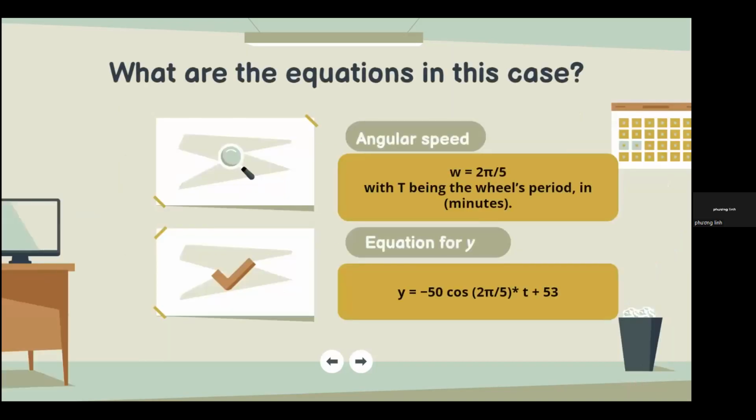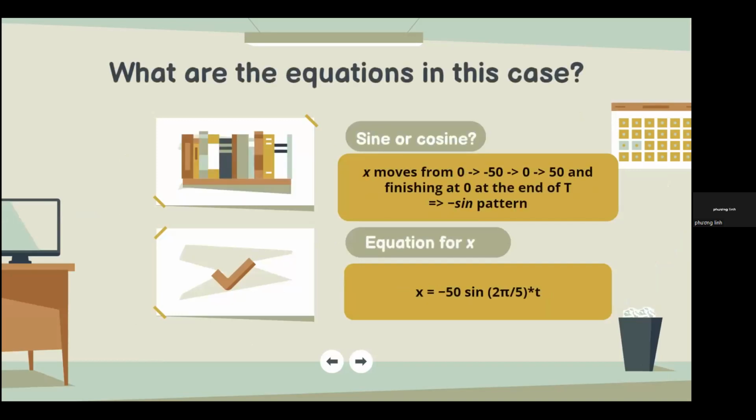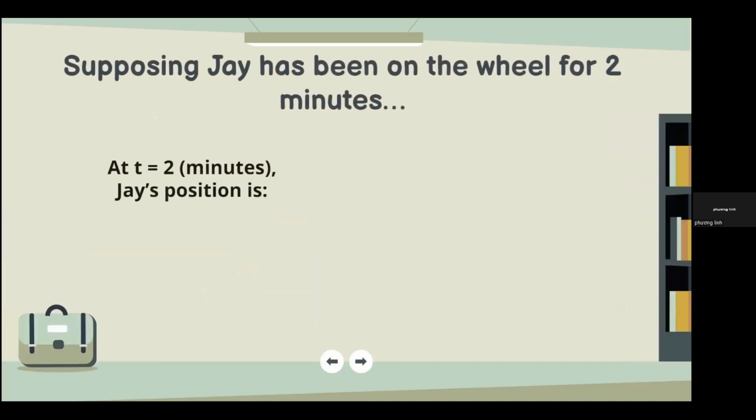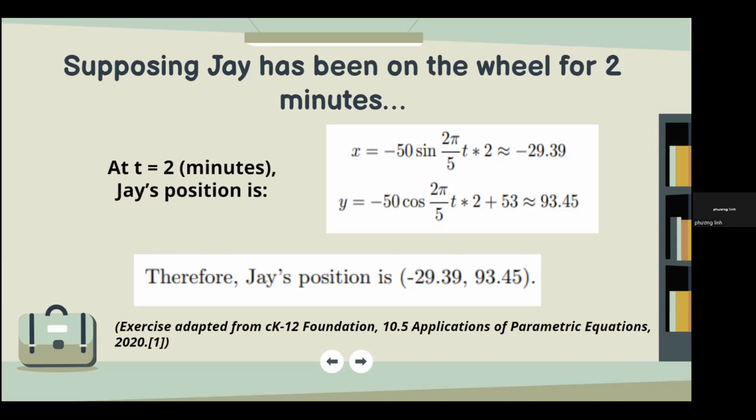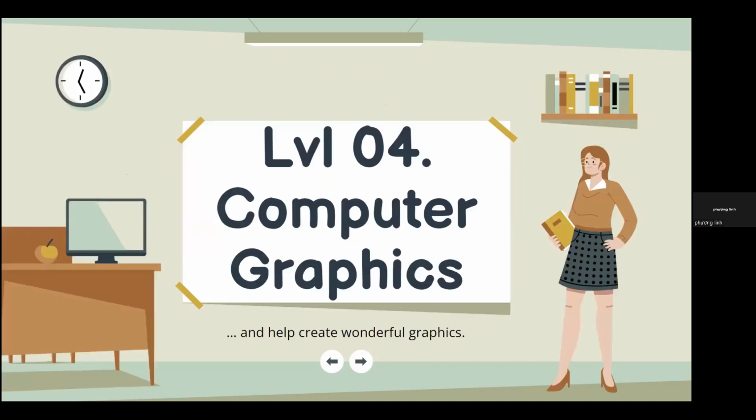The angular speed omega is equal to 2 pi over 5, so we can assemble the equation for y as you can see on the slide. On the other hand, x is determined to be a minus sine pattern, so the equation for x is what you can see on the slide here. Supposing that J has been on the wheel for 2 minutes, substituting t equals 2, we can have J's position, as you can see on the screen. Now I'll be passing over to Naman.